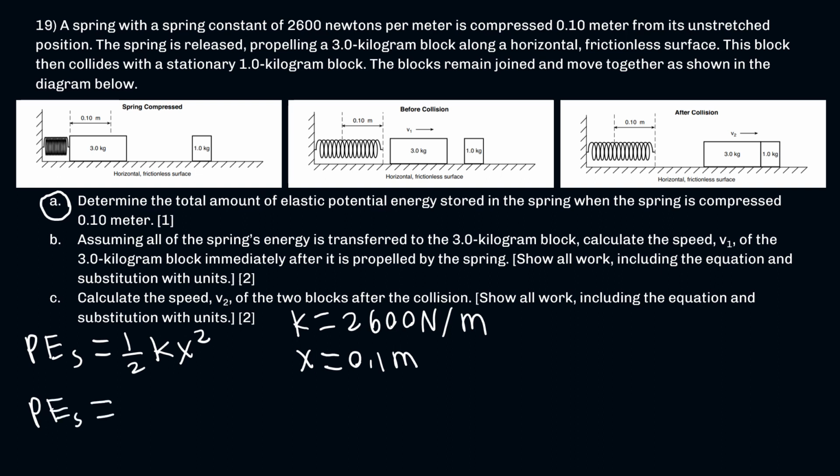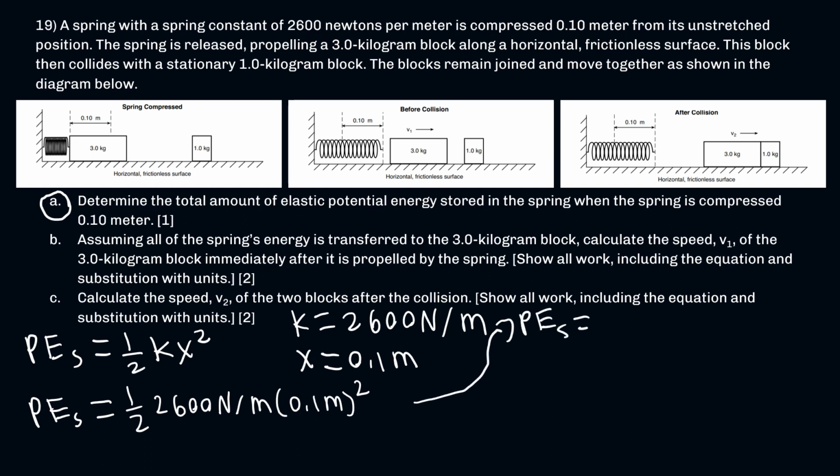This is then equal to, so PES is equal to 1/2 K, which is 2600 newtons per meter. I have there 0.1 meter raised to the second power. I'm going to do that one. So I'm going to do two steps here. First, I'm going to have here 2600 divided by 2 is going to be 1300, and do the 0.1 raised to the second power.